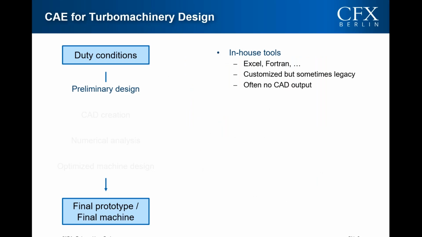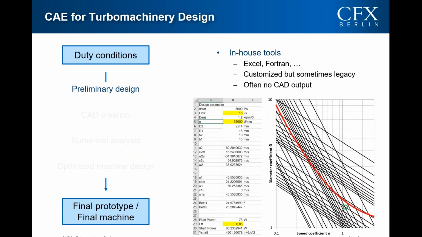So now that we know the duty conditions, we can continue with the preliminary design of the pump. Many companies use their own Excel sheets or old Fortran programs to do this. Here you can see a simple example, which I often use to estimate the impeller size needed. Those tools have the advantage that they are tailored to the needs of the company, but are often not very up to date. Especially the output of geometry data can be a problem.